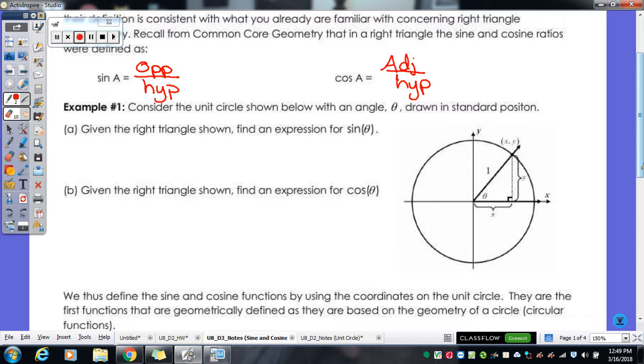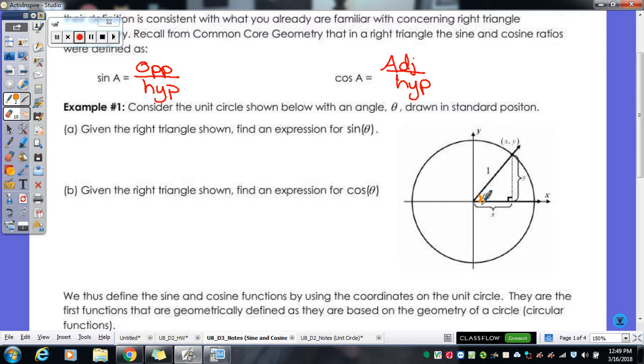why do we call it a unit circle? What's 1? The radius is 1. That's why we call it a unit circle. Good. So whenever we're dealing with our unit circle, our angle is always going to be that angle right in there by the origin. That's always the one we're going to be dealing with and talking about.